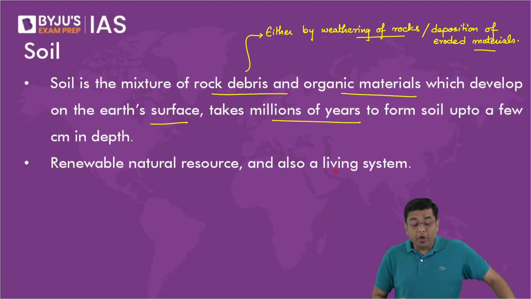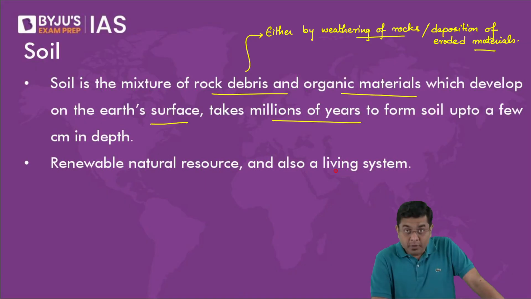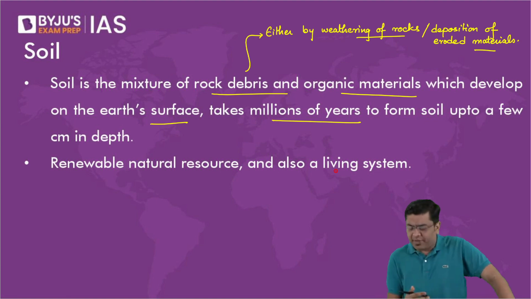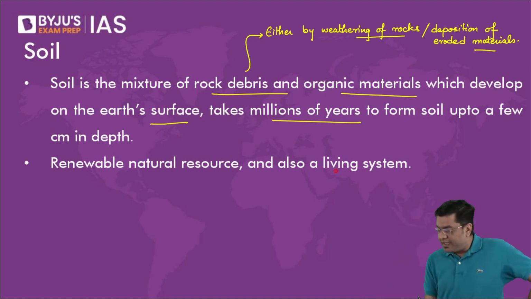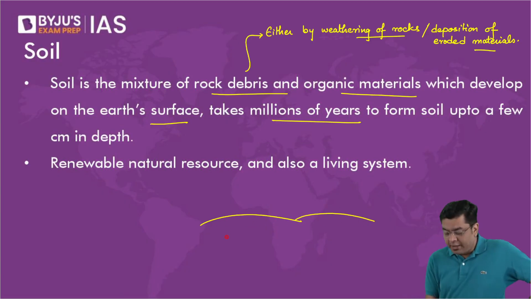So here you will observe that it is a kind of renewable natural resource, in the sense that it keeps on getting produced. So the process, if I can make you familiar with that. Let's suppose in a region you have the presence of a lot of rock systems. Initially, these rocks will start to disintegrate. These rocks will start to break.